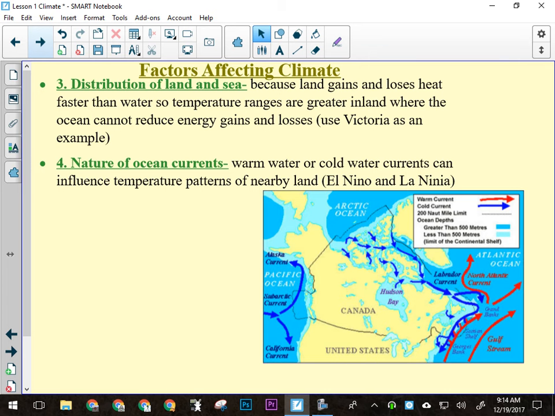Distribution of land and sea. Obviously, where we live in Okotoks, we are nowhere close to the ocean. As a result, it's quite dry here, because we don't have a big source of water nearby that can produce big rainstorms and things like that. Also, however, it's colder here than it is in Vancouver. And that's not because we're 1,100 meters higher. It's because Vancouver is right next to the ocean, and the ocean has an incredible ability to retain heat.